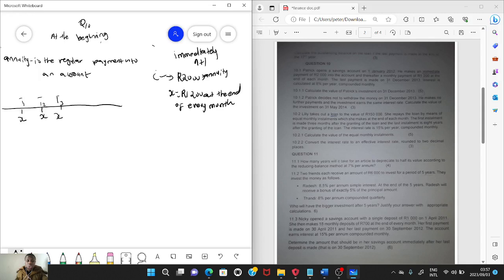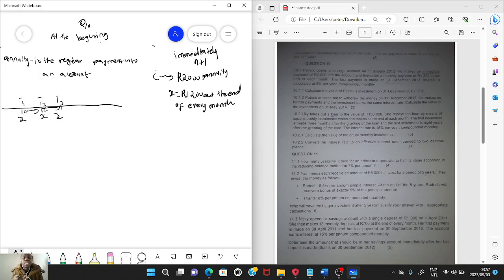Here we are speaking about a regular payment into an account. So it's a regular payment or a regular deposit into an account. That's an annuity. And then we have two types of annuity: annuity due and ordinary annuity.